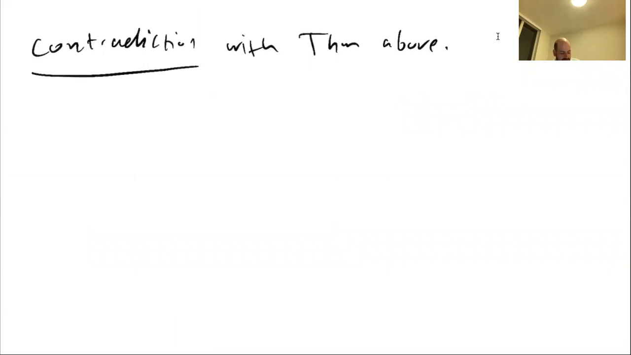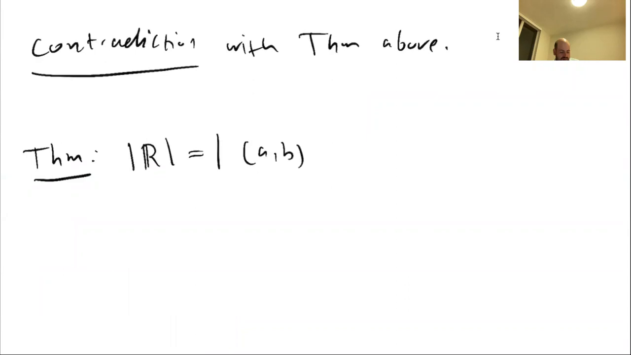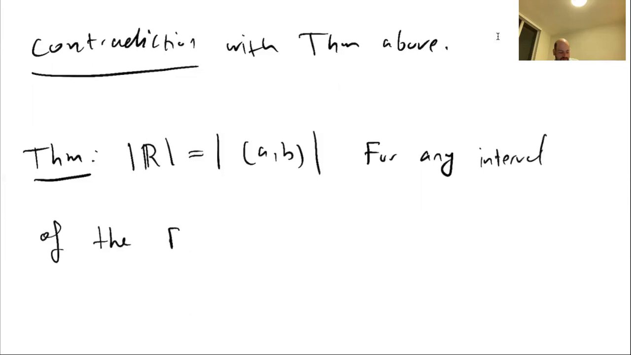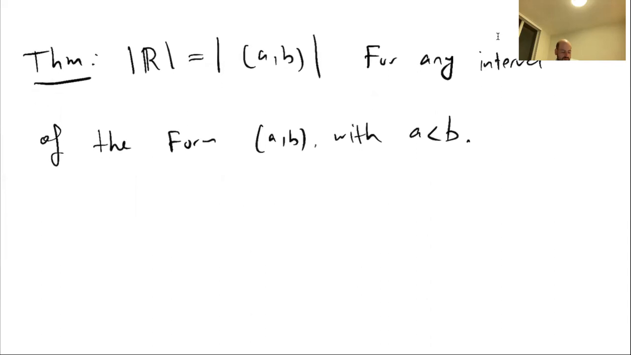So next theorem. The cardinality of R is equal to the cardinality of, let's say, A and B, not only 0 and 1, any interval of the form A and B with A less than B. How can I prove this?